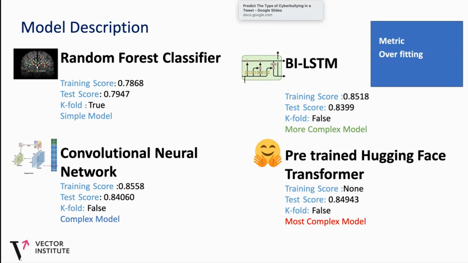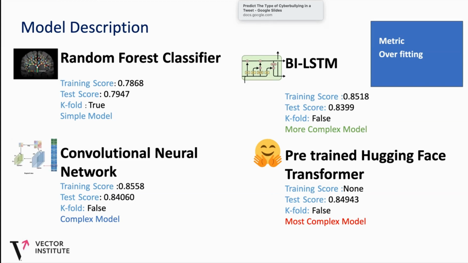For training, I did k-fold evaluation such that the data set used to train the model was able to see the training data set and it was also able to predict on the validation data sets. And the random forest was actually a simple model.